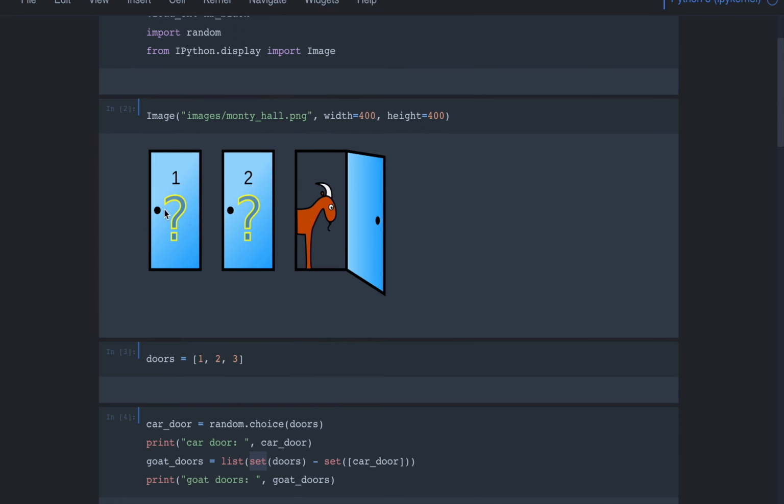So initially, the probability of winning this game is 1/3, right? Because we have total 3, and each one has equal probability, right? And the car is behind only one of the doors. So which means the probability of winning this game is 1/3, right? This is if you do not switch after the host has offered you to switch, right?